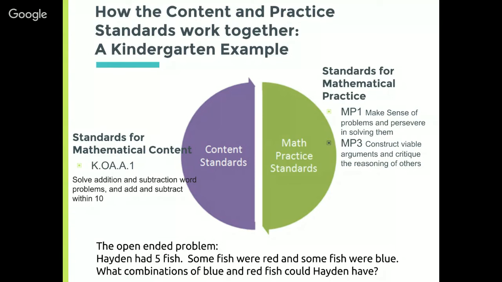One student might have only a few solutions, while another one might have found 4 or 5 different combinations. So when they're talking with one another, that's when they're going to be constructing viable arguments and critiquing the reasoning of others. Let's look at a similar example, but from 5th grade.